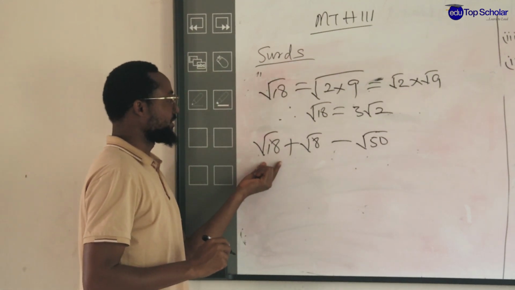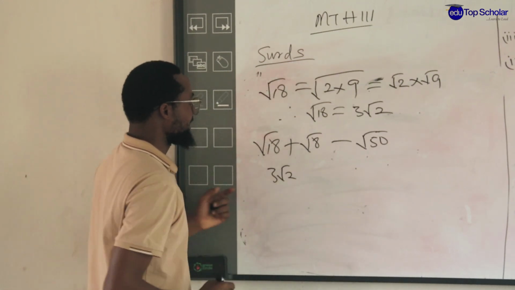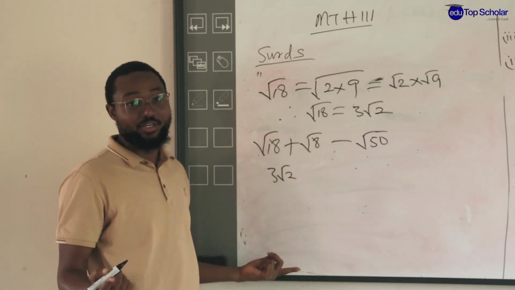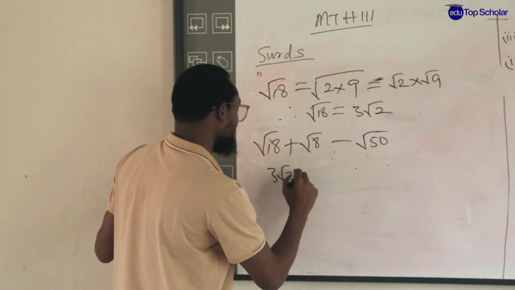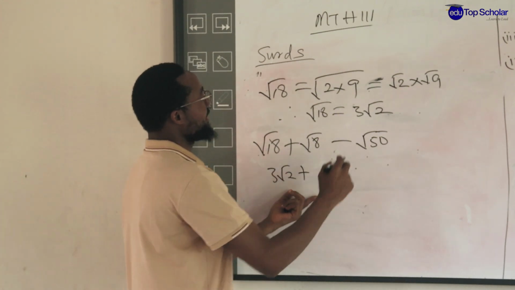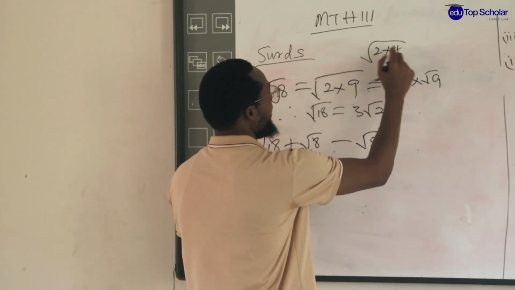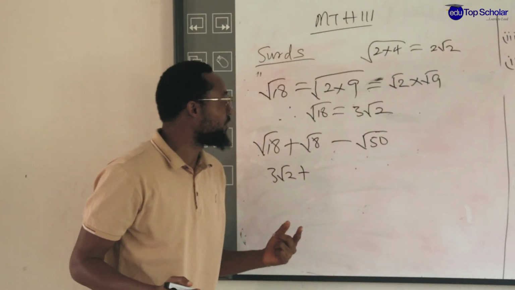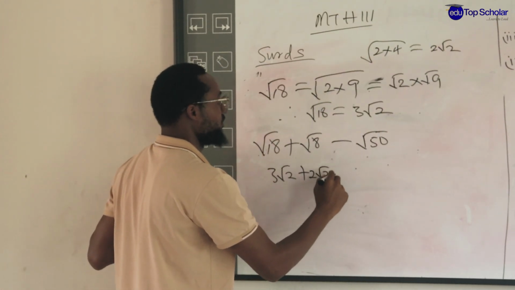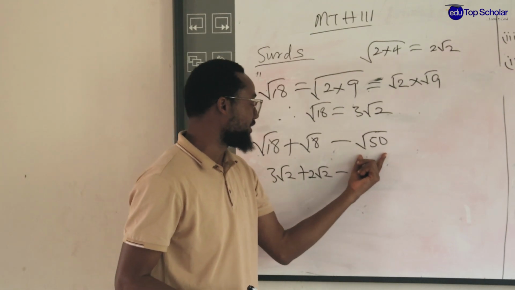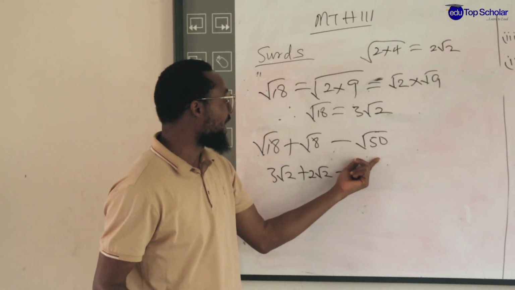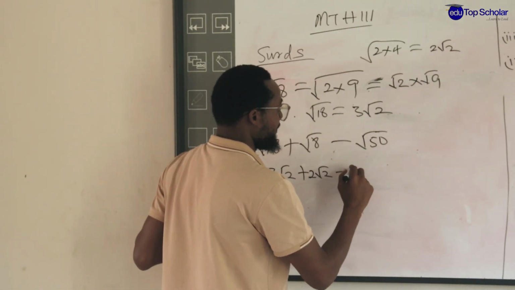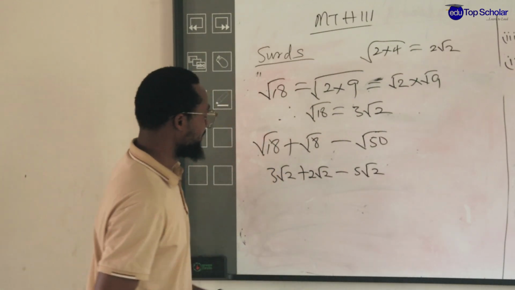Of course, we have treated this. This is 3 root 2. The same way we treated this, we can also apply the same to root 8. If we multiply 2 by 4, we have 8. So this will equally give us 2 root 2, because the square root of 4 is 2 straight away. So we have 2 root 2 minus, the same with root 50. I think that should be 2 times 25, because 25 has an exact square root. Therefore, we have 5 root 2 for this.